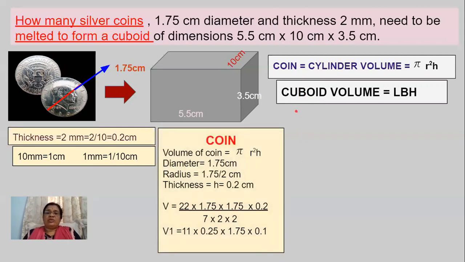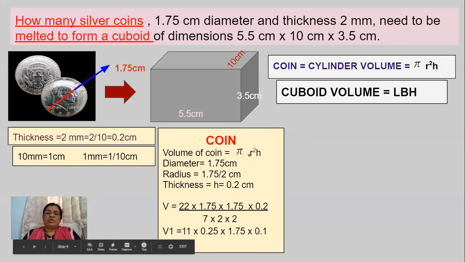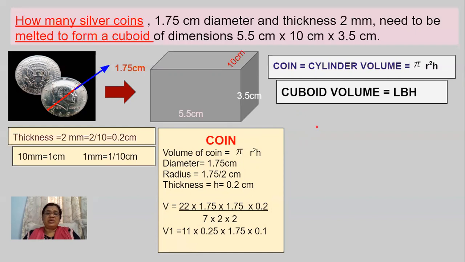First we'll find out the coin volume. In this coin they have given the radius and the thickness, that is the height of the coin. So the volume of the coin will be pi r square h. The diameter is 1.75 centimeters, the radius will be 1.75 by 2, and the height is also given. I didn't take 2 millimeters, I have taken 0.2 centimeters. The unit should remain the same every time.